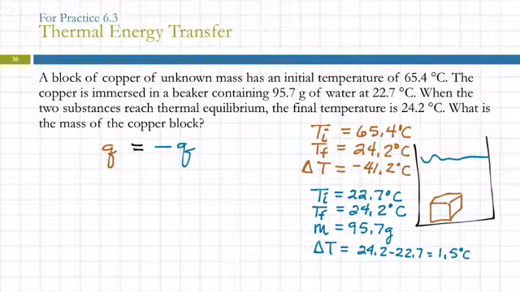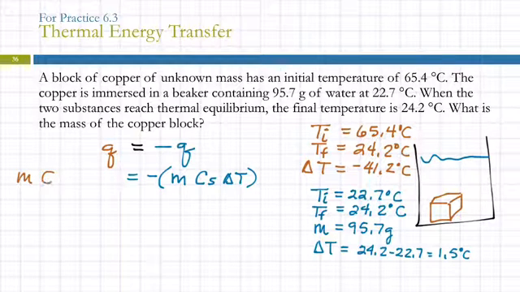Negative Q for the water. Heat lost by the copper is equal to the heat gained by the water, but the sign is opposite. And then we can look at this and say, well, what is Q? Q is mc delta T. So this is the mass of the water times the specific heat capacity of the water times the change in temperature of the water, with a negative in front, because it's opposite. And then on the other side, we've got the mass of the copper times the specific heat capacity of the copper times the change in temperature of the copper.